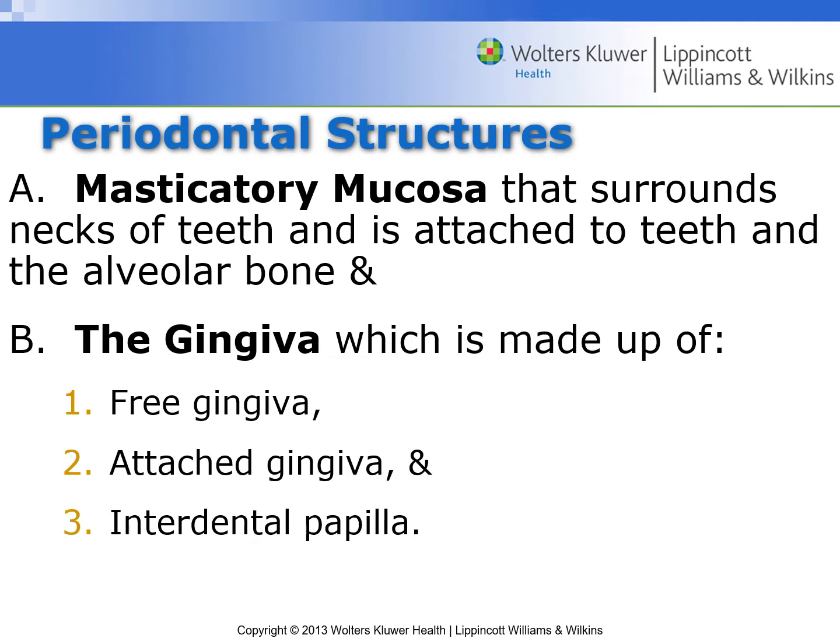So the periodontal structures, you have the masticatory mucosa that surrounds the necks of the teeth and is attached to teeth and alveolar bone. And you have the gingiva, and that's made up of that free gingiva, the attached gingiva, and the interdental papilla that we just talked about. That makes up your gingiva.